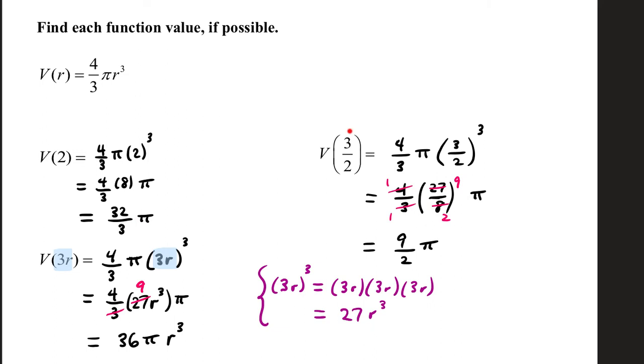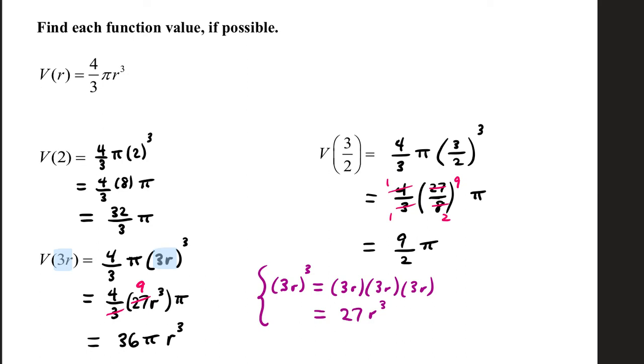Upper right, our input is 3/2. 4/3 times pi times the replacement, 3/2 cubed. 3 3's have a product of 27. 3 2's have a product of 8. We're going to move pi to the end. 4/3 times 27 over 8. 4 goes into 8 twice. 3 goes into 27 9 times, and that leaves us a reduced fraction of 9/2 times pi.